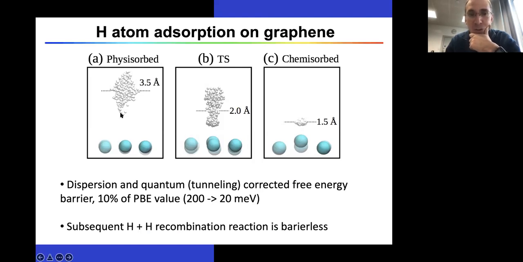Fortunately, these figures illustrate the point. So here is a representation of the beads of the path integral averaged over time in the physisorbed state, at the transition state, and at the chemisorbed final state. And you can see a significant difference in the extent of delocalization. And what we see through these combined effects of van der Waals forces and quantum nuclear effects is that the barrier comes down from a PBE value of about 200 millielectron volts down to 10% of that, 20 millielectron volts.